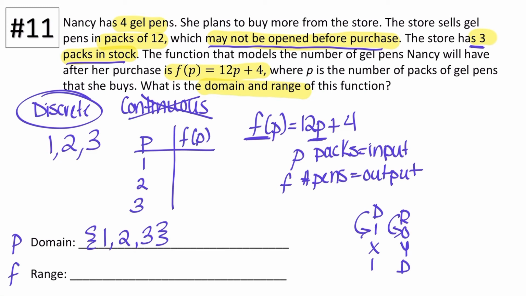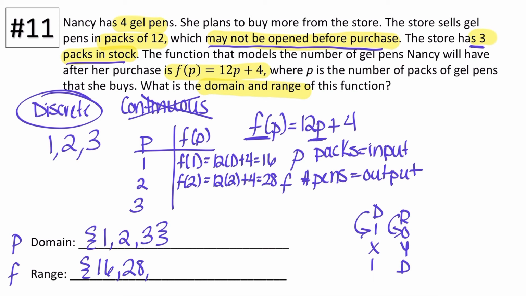So when we plug that in, we get f of 1 equals 12 times 1 plus 4, which is 16. So that is the first value in our range. Then we have f of 2, which equals 12 times 2 plus 4, which is 28. So that is the second value in our range. We also have f of 3, which is 12 times 3 plus 4, which is 40. So she can also get 40 pens. So that is how you describe the domain and range of this function.